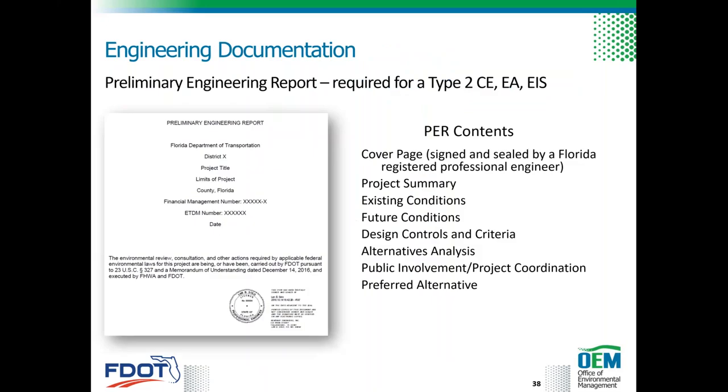And this is how the engineering documentation would look like. This is the PER or preliminary engineering report. Again, it's required for type 2 CEs, EAs, EISs, and this is basically the content. And there's more, all this information that I just shared with you is in more detail in the PD&E manual.